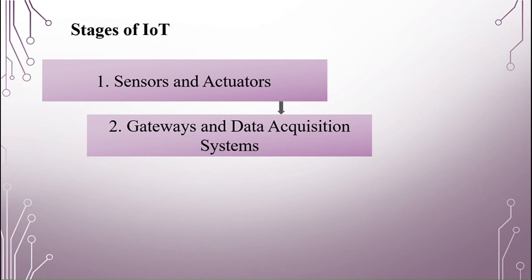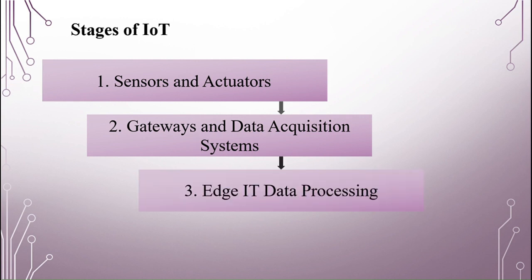So in the data acquisition system, the data which they have collected, they convert that to digital format. Then this data acquisition system will aggregate and format the data before it is sent to the internet gateway, such as wireless LAN, WAN, etc. So this was the second stage.